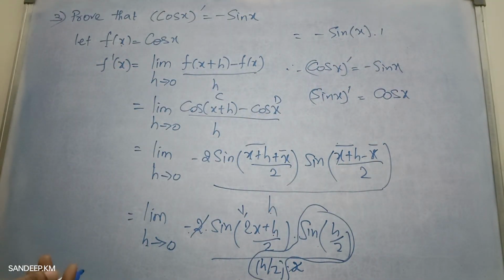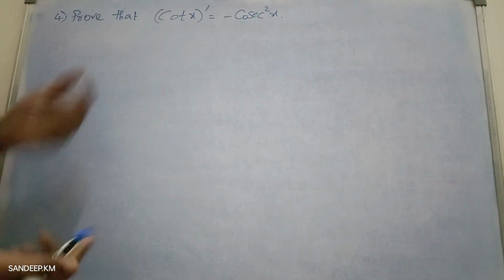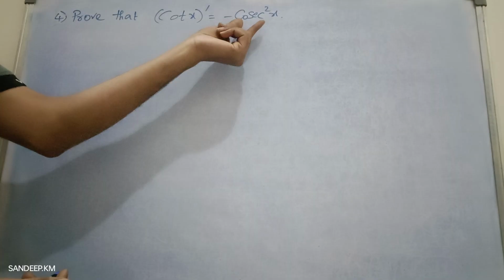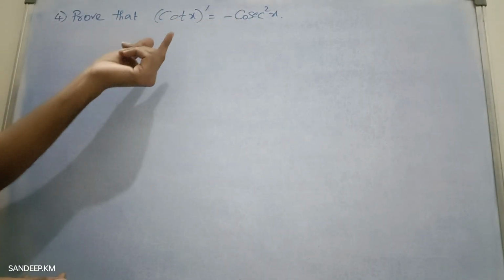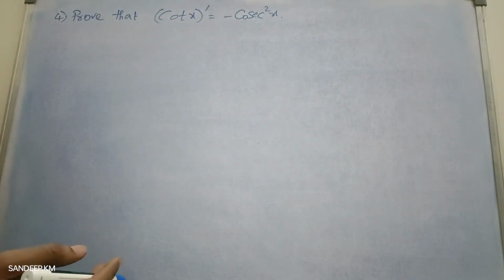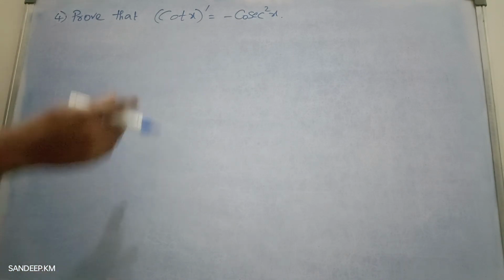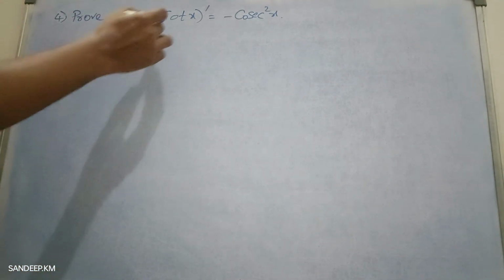So next, let me prove the derivative of cot x. I am finding the derivative of cot x as minus cosec square x. I am giving you the proof of this. You can try the tan x derivative and you can let me know what the answer is. And let us come back to this cot x derivative.